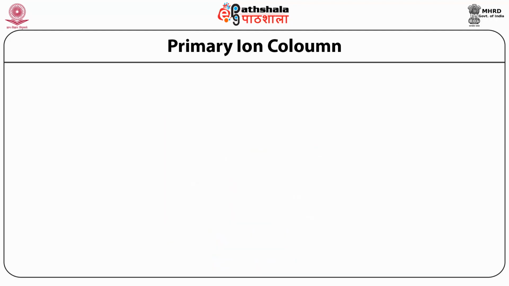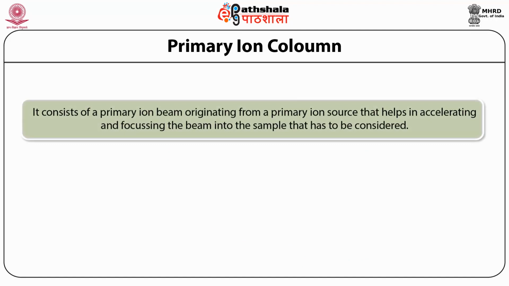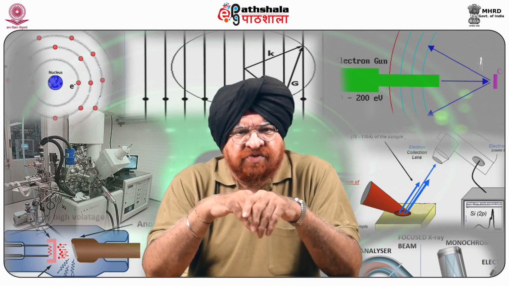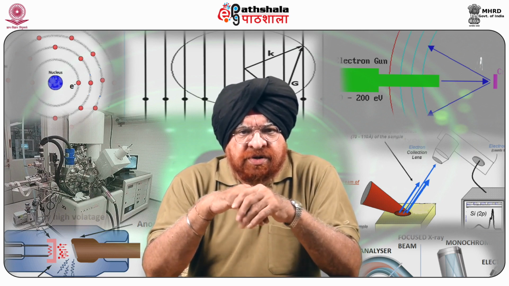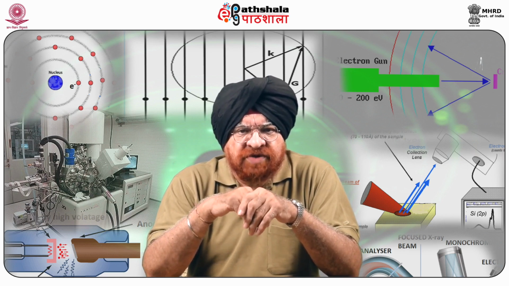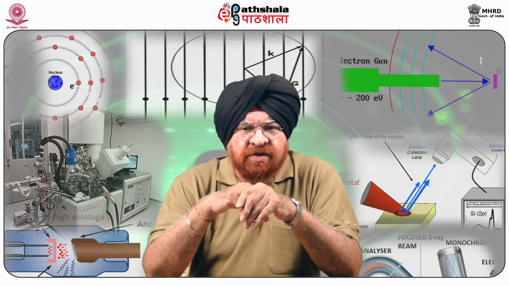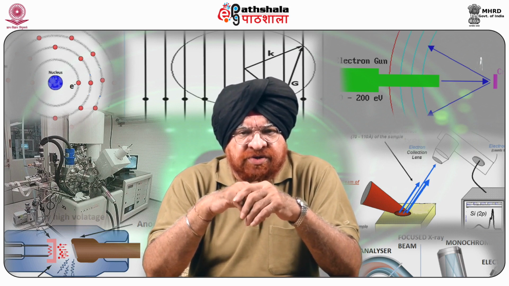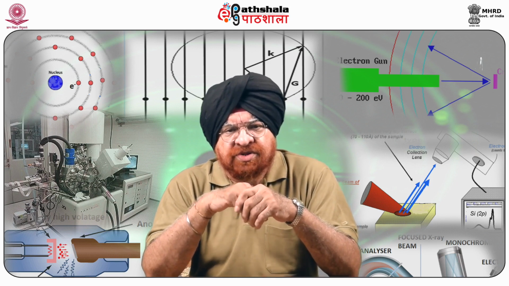Primary ion column. It consists of a primary ion beam originating from a primary ion source that helps in accelerating and focusing the beam onto the sample that has to be considered. Then one of the very important things in this is vacuum. The instrumentation is kept under ultra high vacuum. In the case of SIMS, the vacuum level is maintained accurately and is among the highest of all the instrumentation used in analytical techniques in this class.